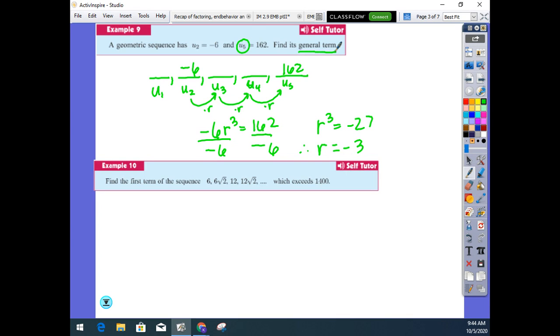Let's think about the formula for the general term. Our general term is u sub n equals u sub 1 times r to the n minus 1. So I have my r, I still need u sub 1. If I'm multiplying by -3 going this way, to find my u sub 1, wouldn't I just divide by -3 to go backwards, and that gives me 2. So u sub n equals 2 times -3 to the n minus 1.